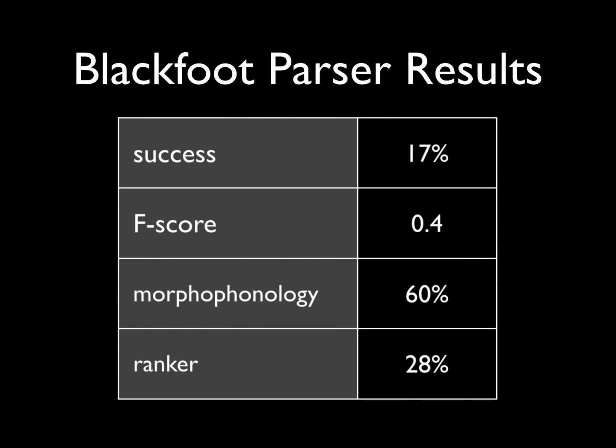The best performing Blackfoot morphological parser that I created gets exactly the correct parse 17% of the time. Bear in mind that this is on quite an inconsistent dataset. It has an F-score of 0.4. Its morphophonology returns the correct parse 60% of the time, and its candidate ranker is only 28% successful.